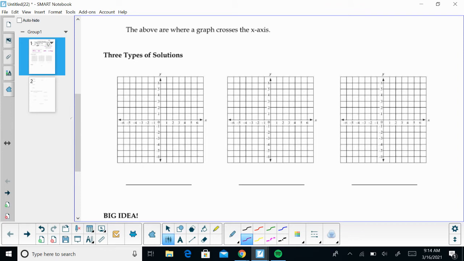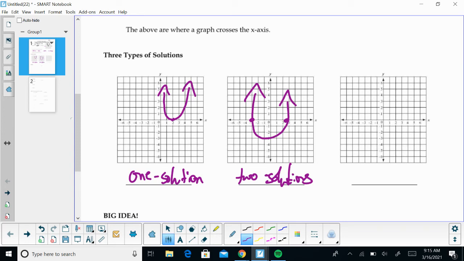Now, we have three basic types of solutions. We have one solution, which might look something like this. It crosses the x-axis once. We can also have something that looks like this. How many solutions do I have here? Two solutions. And then finally, I can have something that looks like this, which would have no solutions. It does not cross the x-axis.